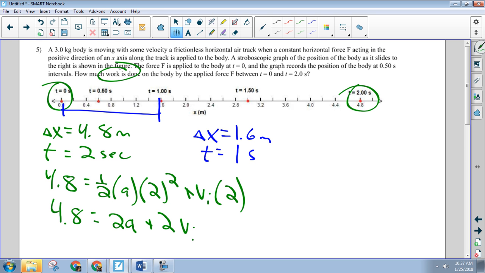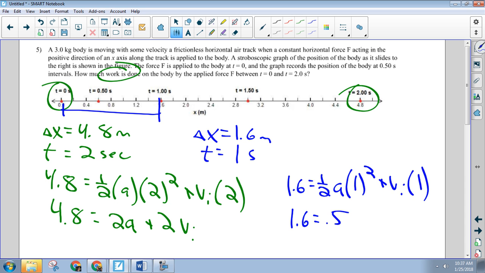All right, and then do the same thing over here for the blue time interval. And you get your delta x, 1.6, equals 1/2 times A times 1 squared plus VI times T. So simplify that, and you get 1.6 equals 0.5A plus VI. And so now you got a system of equations. You got two equations, two unknowns.